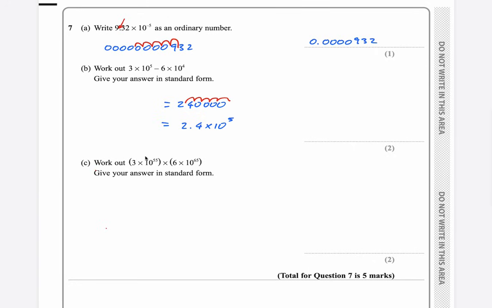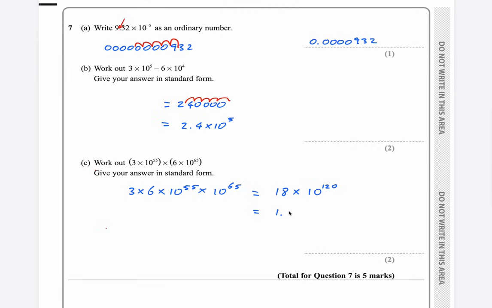So how do I do it? Well, now I need to use my laws of indices skills. So I have 3 times 6 times 10 to the power of 55 times 10 to the power of 65. 3 times 6 is 18, times 10 to the power of, and now I just add the powers because that's the first rule of indices. You just add them: 110, 120. So that's 120. And then it has to be in standard form.